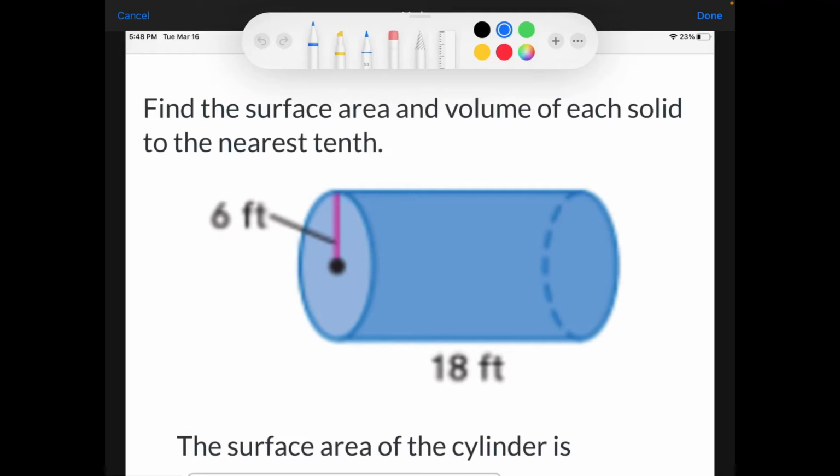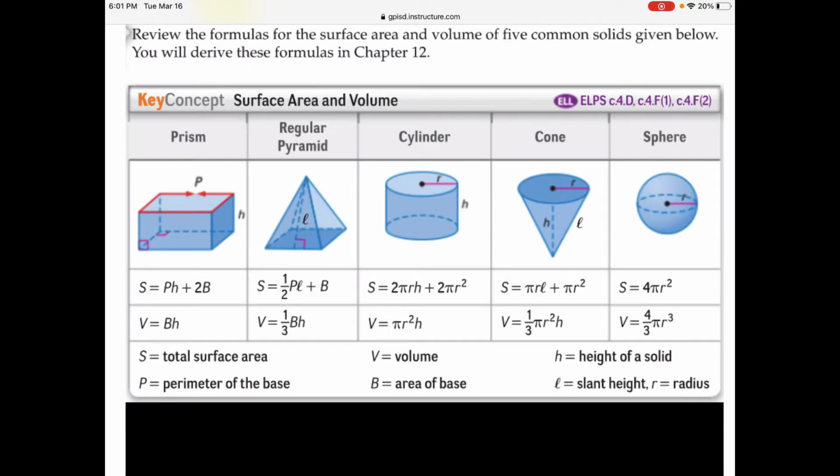Okay, so here it says to find the surface area and volume of each solid to the nearest tenth. We're going to go ahead and start with the surface area. So we want to write the surface area. And we need to make sure we have the formulas. And that's the formula right there under S. You may also see SA, surface area.